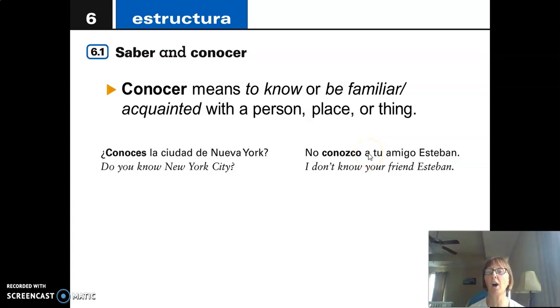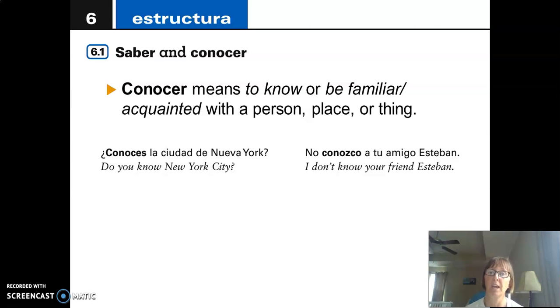You use the personal a when you're saying that you're knowing a person. In this case, what is being known, that's what we refer to as the direct object. So en esa frase or esa pregunta, el objeto directo es la ciudad. I'm asking you, do you know the city, la ciudad? And that's the direct object.